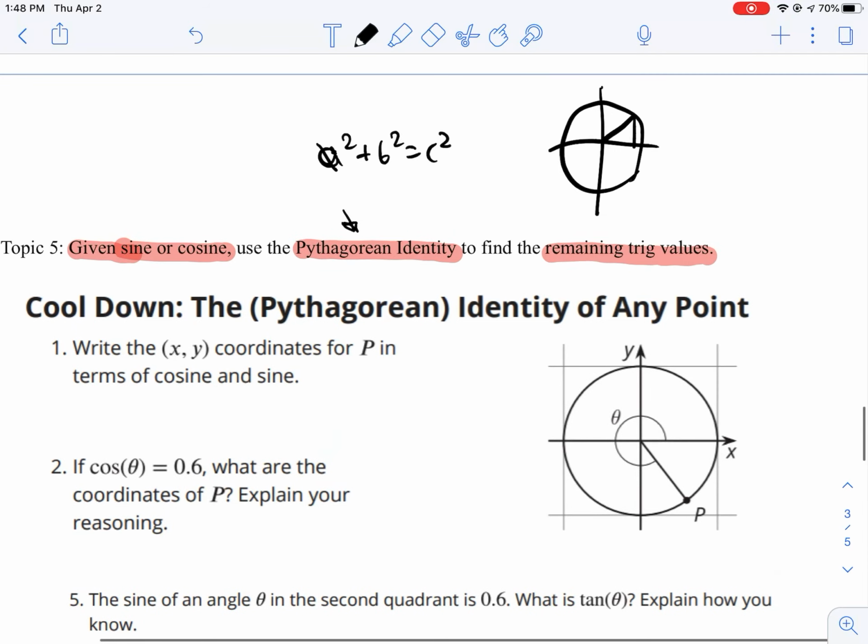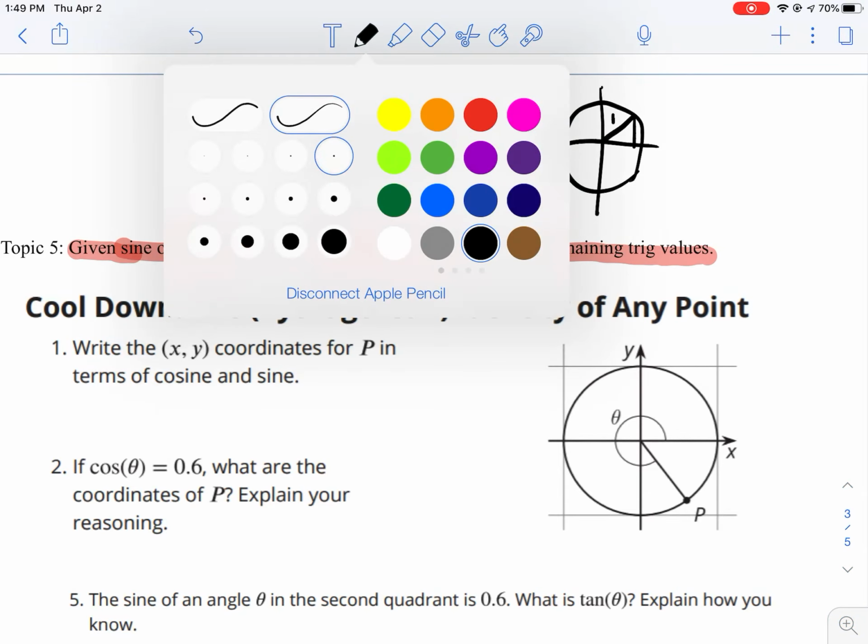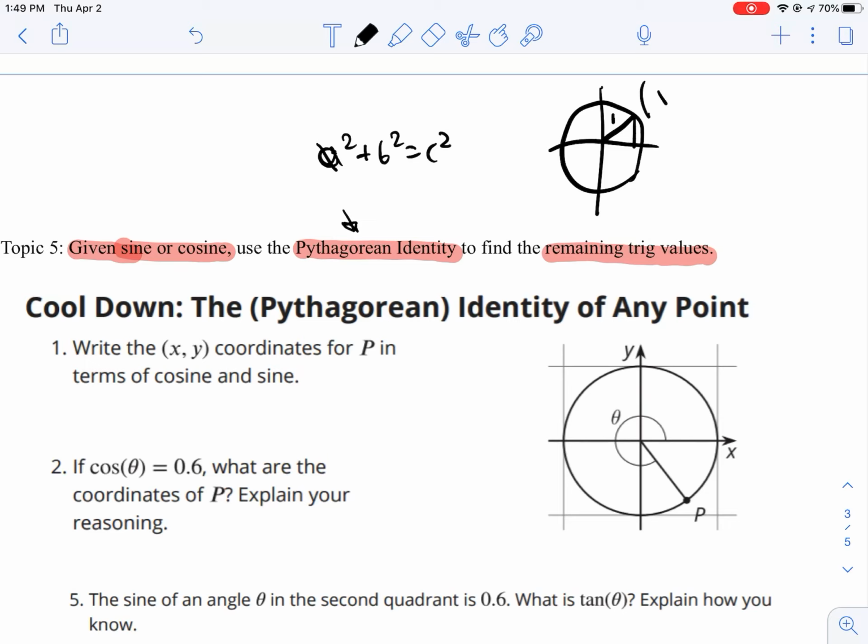Then we discovered that what makes it a unit circle is that our radius is 1, our x value is going to be cosine, and our y value is going to be sine. So this is going to be cosine of theta and sine of theta. We plugged in our values x, y, and 1, and this is how we started to write things: x squared plus y squared equals 1 squared.